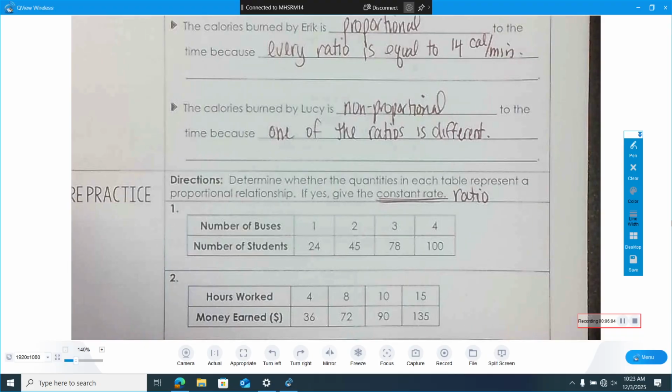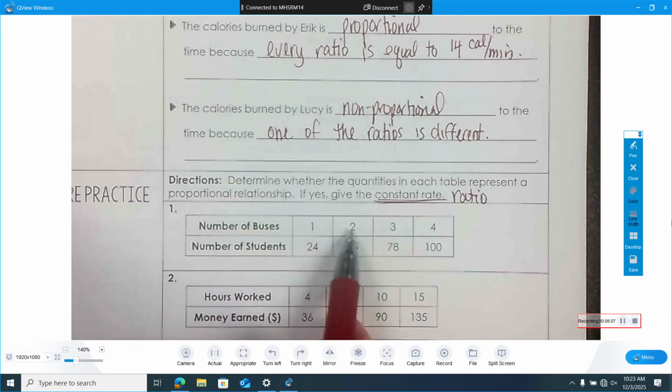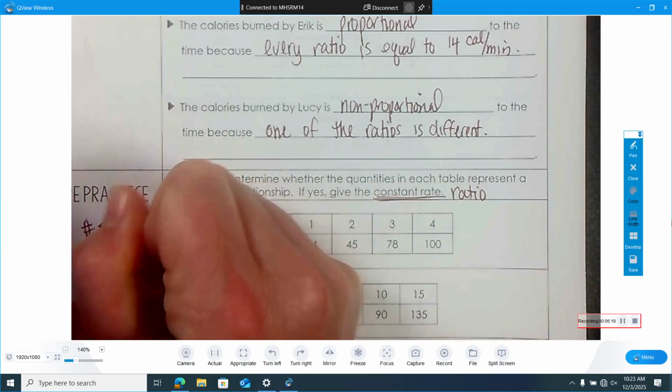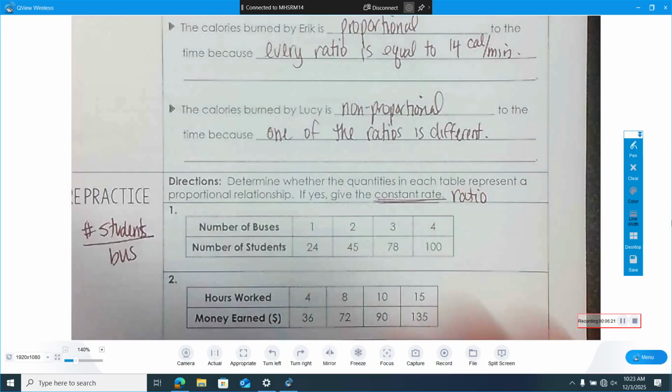So again, we have the number of buses, how many buses we have, and then the number of students on those buses. So how are we going to set up our little ratio, do you think? What would make sense? Yeah, the number of students per bus. And that makes sense when you think of riding a bus. We are interested in how many students are on each bus.